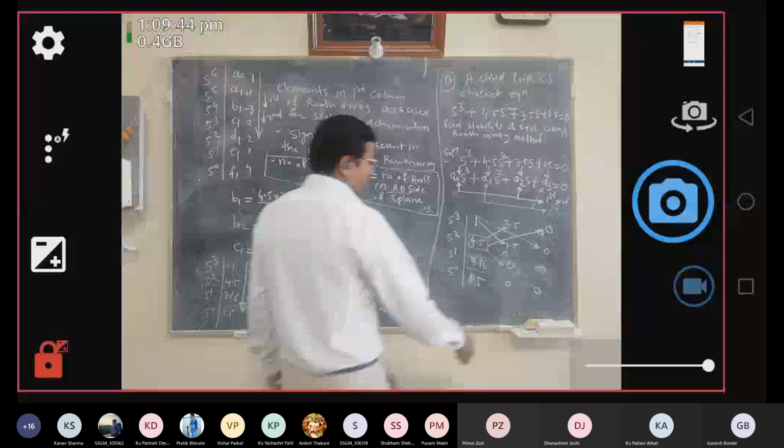First row: S raised to 5, 4, cube, 2, 1, and 0. The first element is a0. The a0 coefficient is 1. The a2 coefficient is 2, so 1, 2. Then a4. The a4 coefficient is 5, so 1, 2, 5. The second row elements are a1. So the a1 coefficient is 1.5. a3 is 4. And a5 is 10.